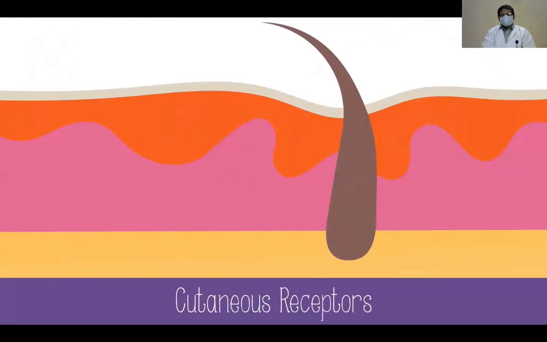In the skin are many types of receptors, including Merkel cells, which are mechanoreceptors that detect touch, and thermoreceptors, which can sense hot and cold.